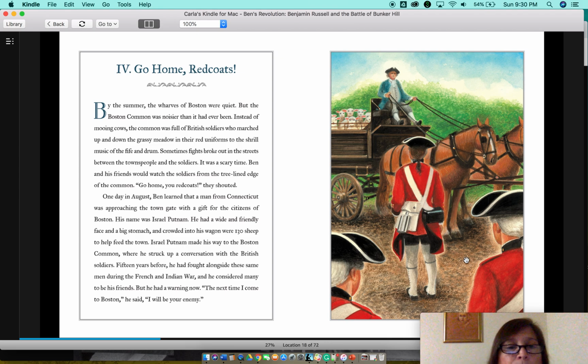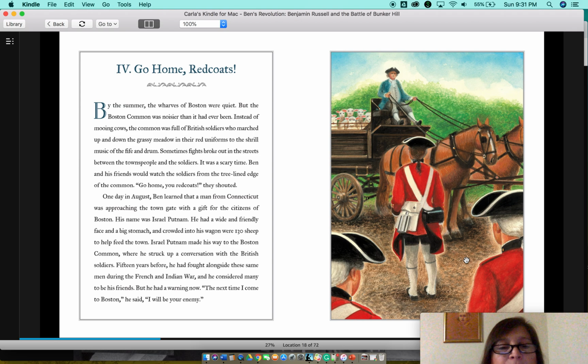By the summer, the wharves of Boston were quiet. That means that no ships are coming in or out. But the Boston Common was noisier than it had ever been. Instead of mooing cows, the Common was full of British soldiers who marched up and down the grassy meadow in their red uniforms to the shrill music of the fife and drum. And the fife is a flute.